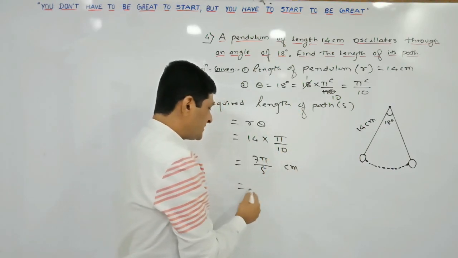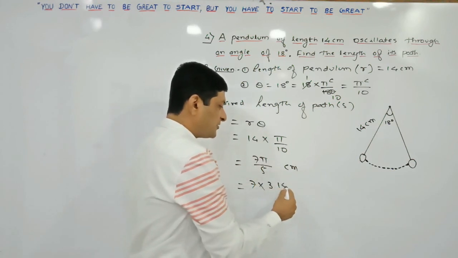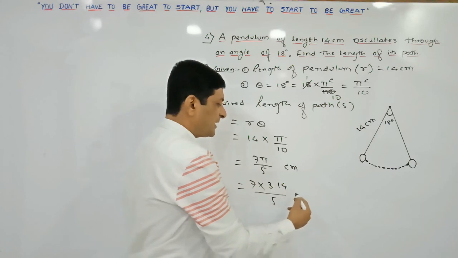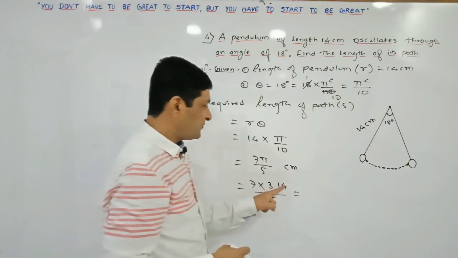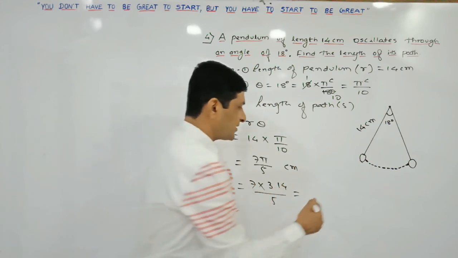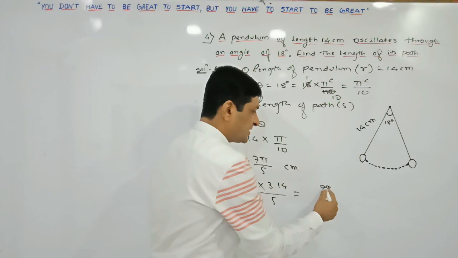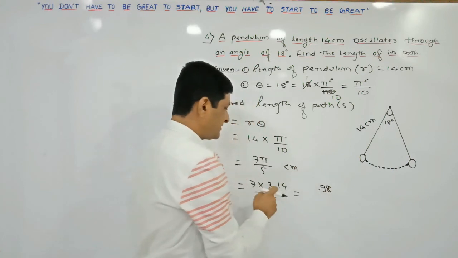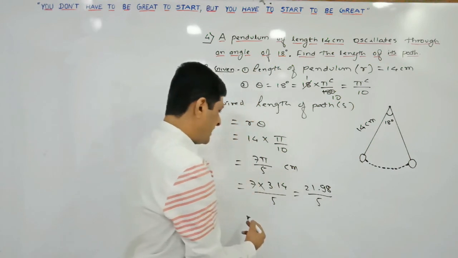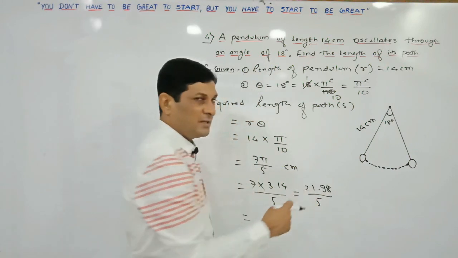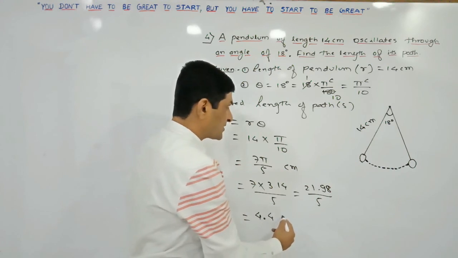Which is equal to, if we replace pi by its value, what is the value of pi? 3.14 upon 5, keep it as it is. Let us try to complete the calculation part. 7 4s are 28, carry 2, 7 1s are 7, 7 plus 2 is 9, 7 3s are 21. So 21.98 divided by 5. If we find this division, you will get an approximate value of 4.4 centimeter.